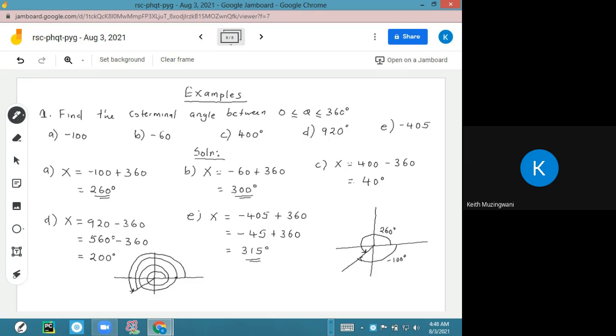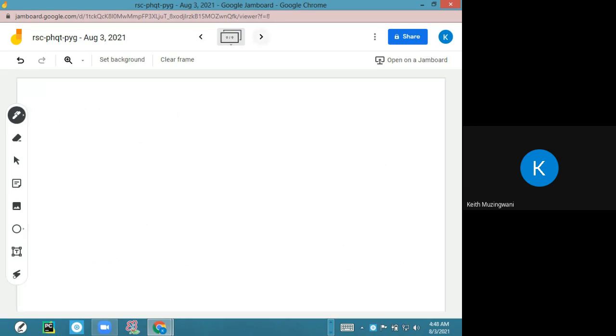Okay, then another example, example 2. Find the reference angle of A, negative 60, B, negative 100, C, 420, D, 225, E, 315. Let's see after D. F, 120. Solutions.